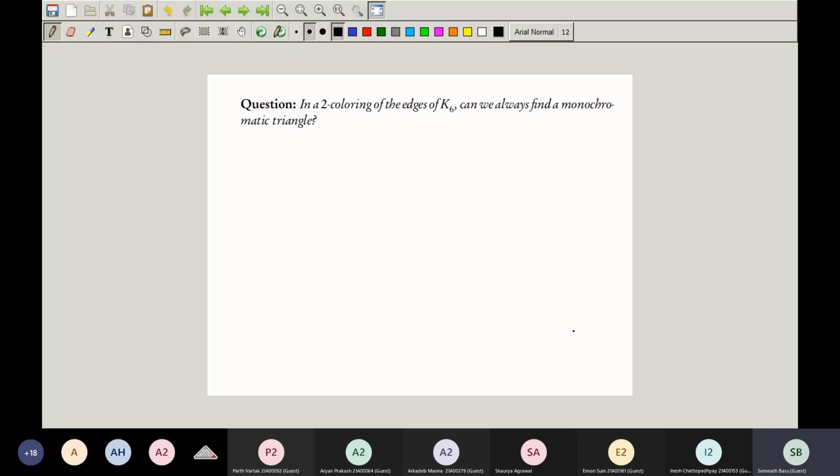So the question is, among all those colorings, can we always say that every two coloring of K6 always has a monochromatic triangle, meaning either it has a blue triangle or it has a red triangle? If you can prove that, then with a little bit of thought, that will help you prove that the game of Sim must have a winner and hence must have a loser. Yeah, any questions?